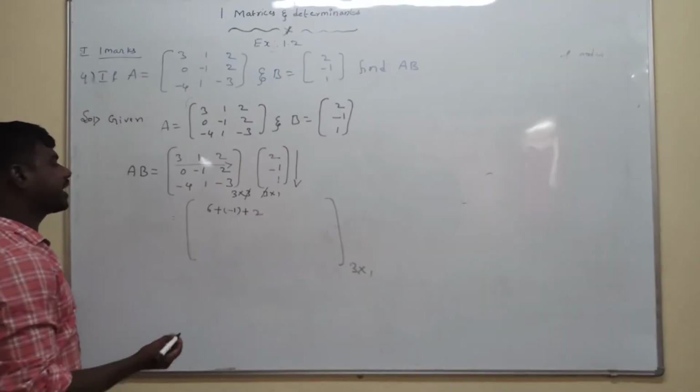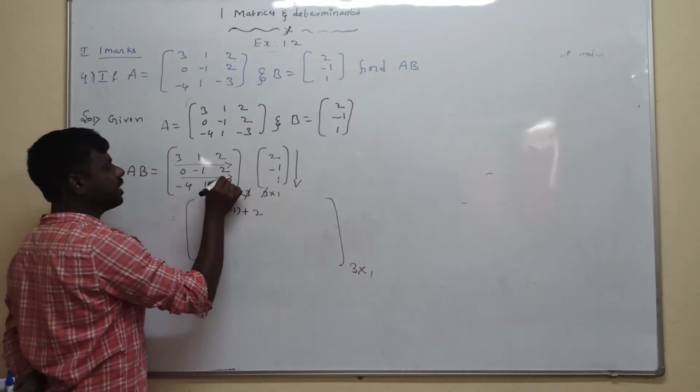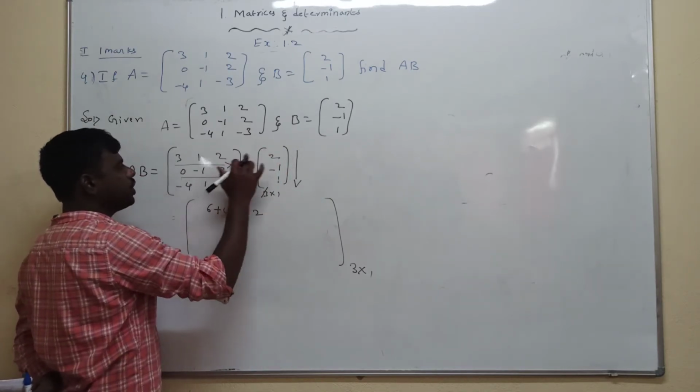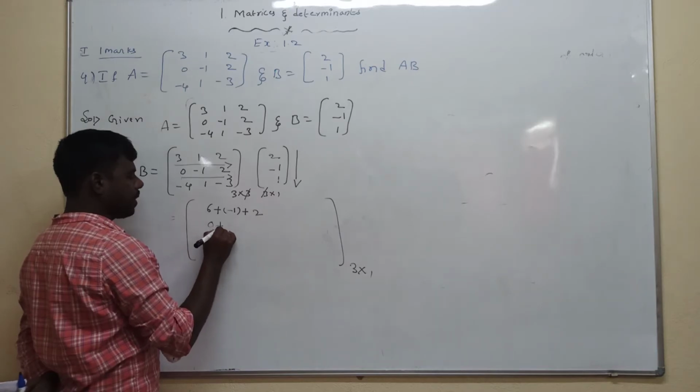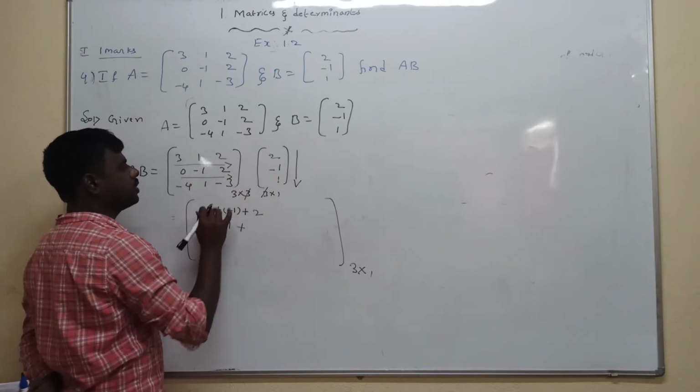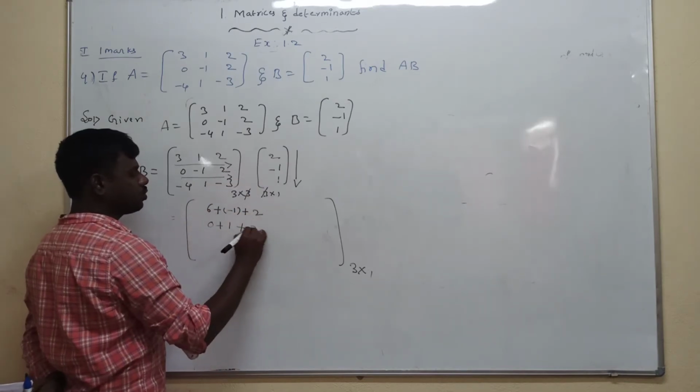Next we are going to the second row in the first matrix. That's why second row, first one. This is the second row. So 0 into anything we have 0, plus minus 1 into minus 1 is plus 1, plus 2 into 1 is 2. So second row also over.